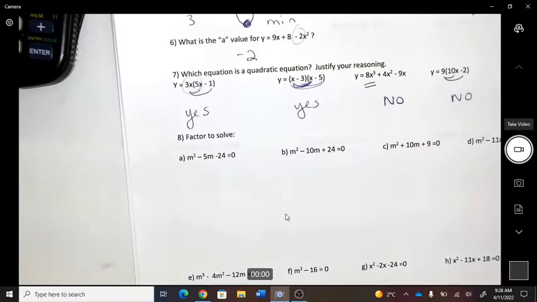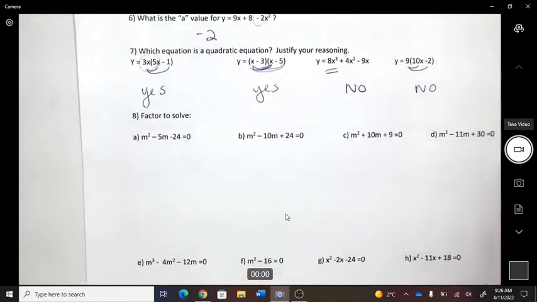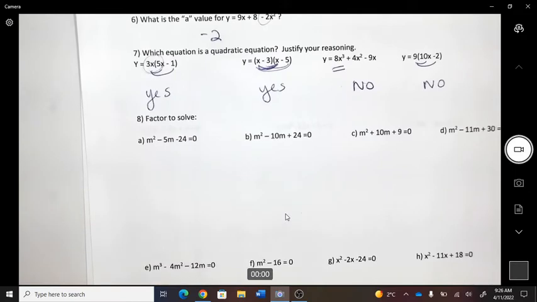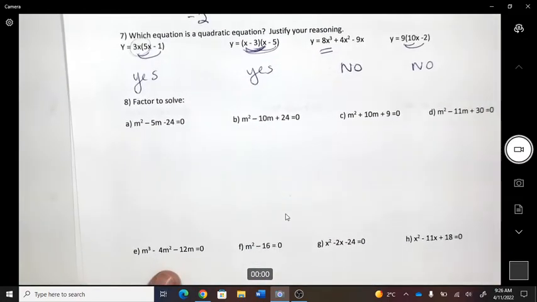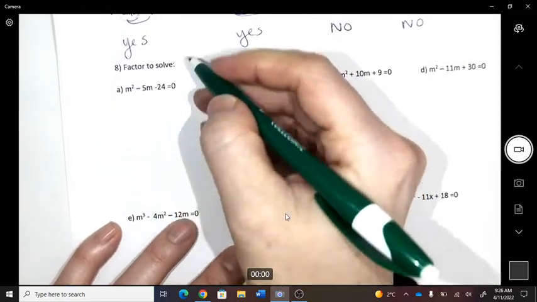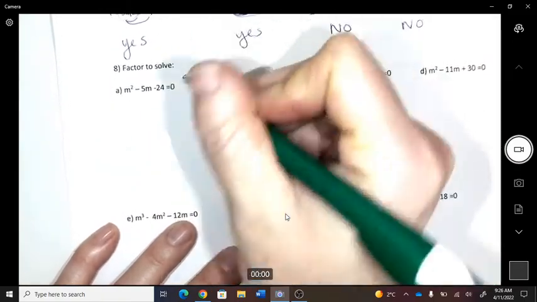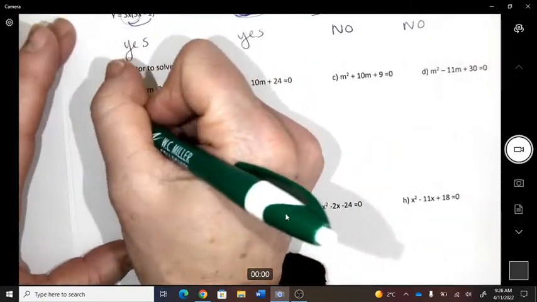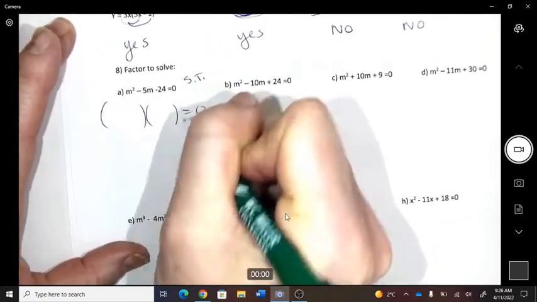Okay, factoring. Let's recap. So we've done simple trinomials, complex trinomials, difference of squares, and GCF. So you have to be able to recognize all four methods. Okay, letter A here. This will be a simple trinomial. It's a simple trinomial. I do two brackets.